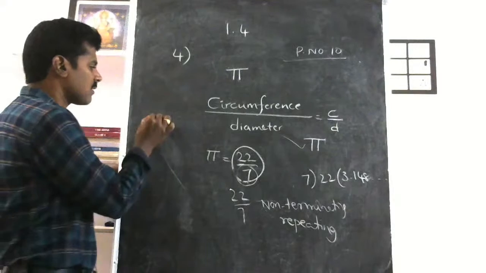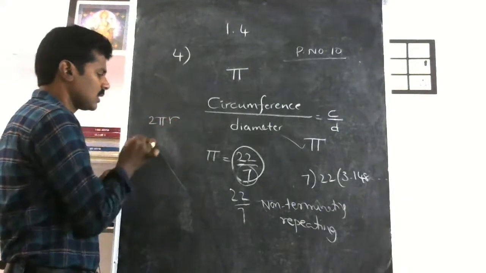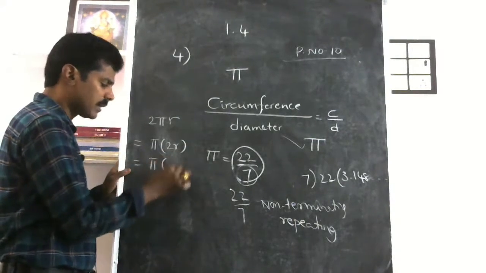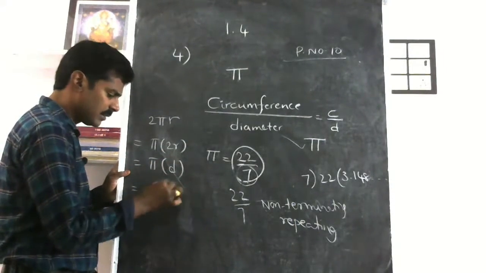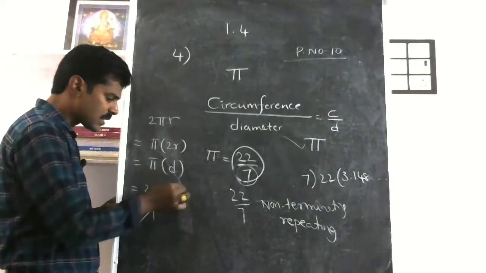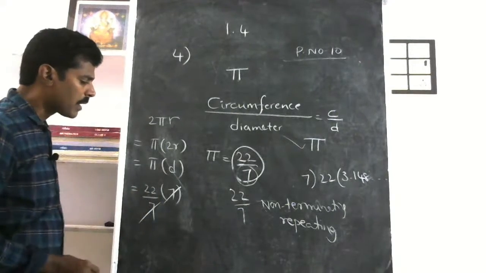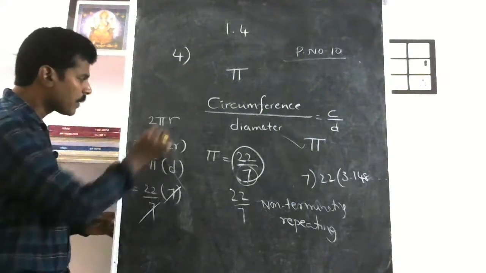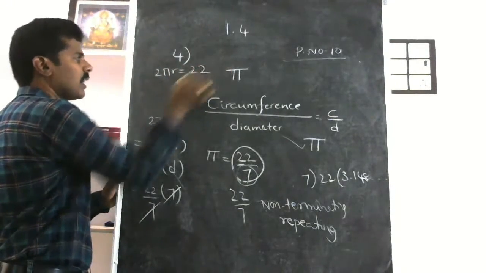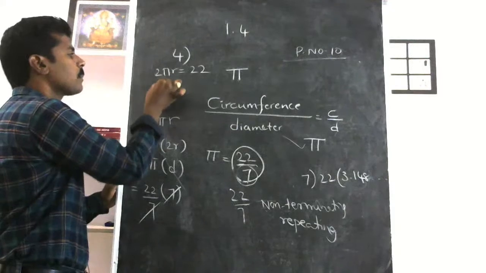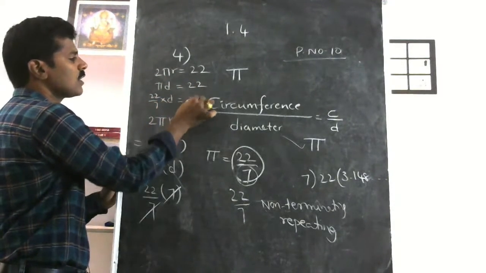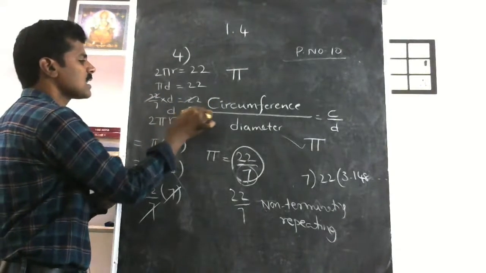If you take diameter as 7, the circumference formula is 2πr, you know that. So pi into 2r, so pi into diameter. So the diameter is 7 and pi is, if you go with 22/7, the 7 will be cancelled and pi will be 22, and 2πr will be 22. So that means 2πr is equal to 22. If you take, what will be the diameter? Pi d is equal to 22, you will take. So 22/7 into d is equal to 22. Therefore 22 will be cancelled, d is equal to 7.